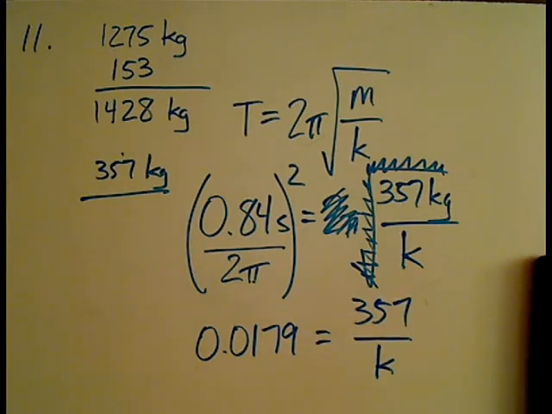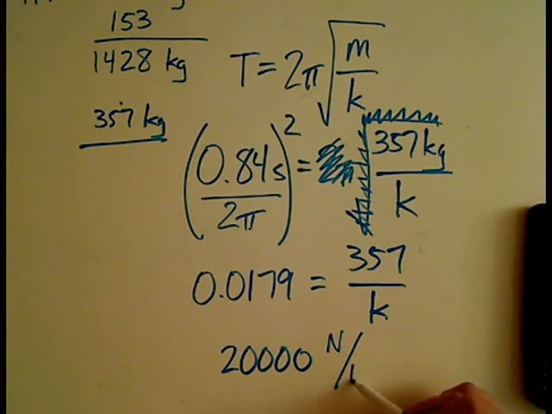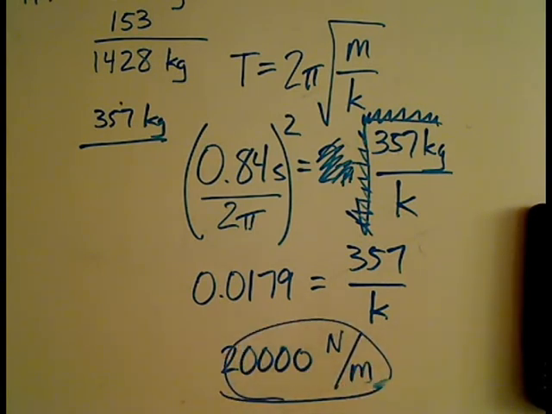All right, now all I do is I swap this and this. If I divide both sides by 0.0179 and multiply both sides by k, I can divide 357 divided by my answer for the previous one, and what I get is 20,000, there it is, 20,000 newtons per meter for the spring constant, the k for each of those.